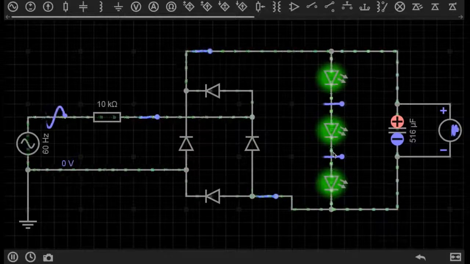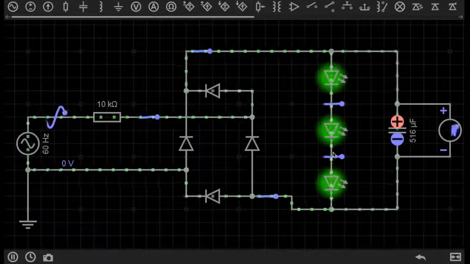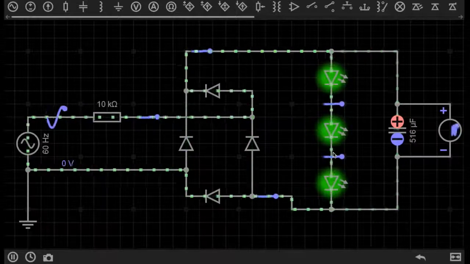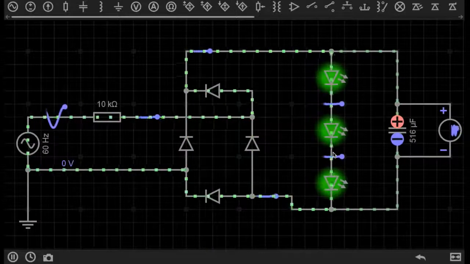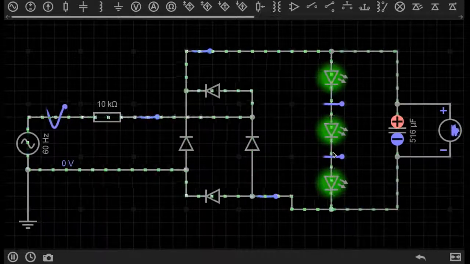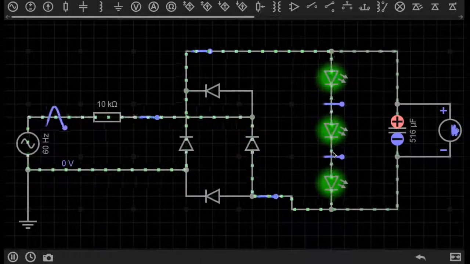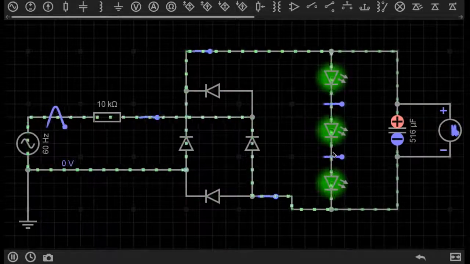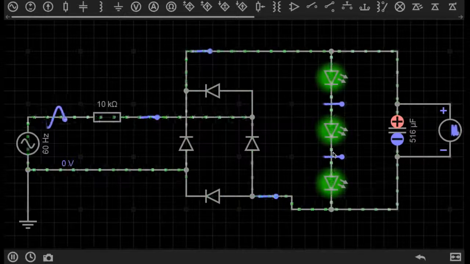This is one of the most useful ways of using diodes in any circuit, and you'll find them in pretty much every single circuit you look at, and especially power supplies, because power supplies like the transformer that you plug into the AC socket, that is what is responsible for turning alternating current into direct current to power your devices.